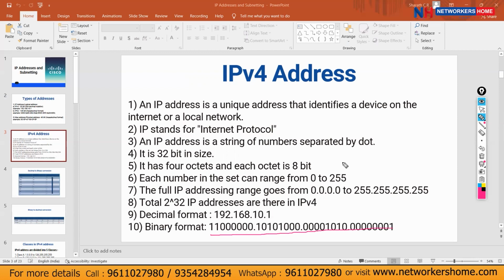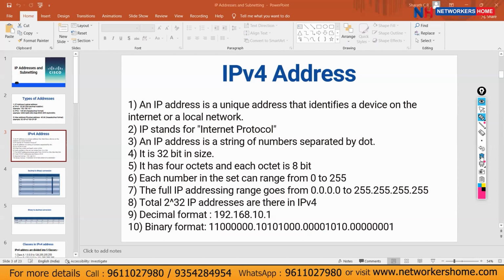Okay, IPv4 has 4 octets and each octet is separated by a dot. In each octet, the range is from 0 to 255. Each octet can vary from 0 to 255. Each octet is 8 bits in size. So there are 4 octets, 8 plus 8 plus 8 plus 8, 32 bits. Okay? Noted down.